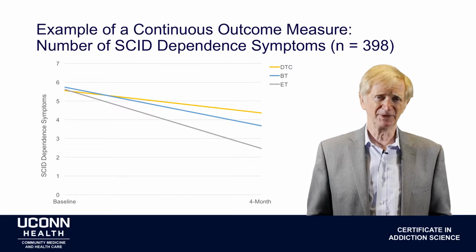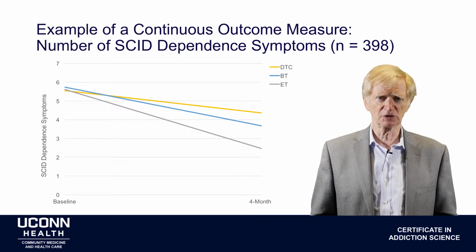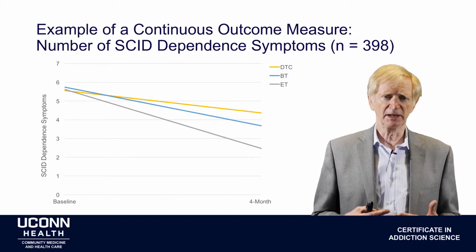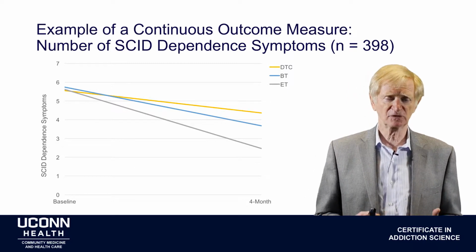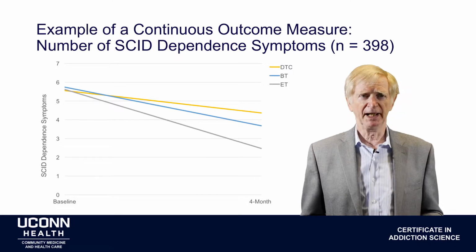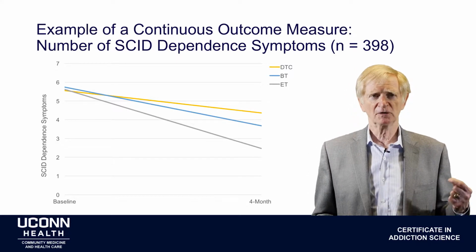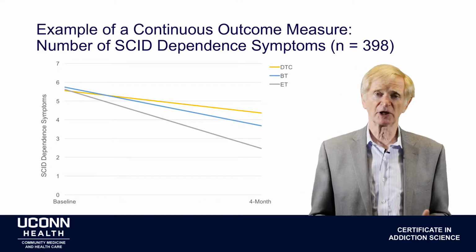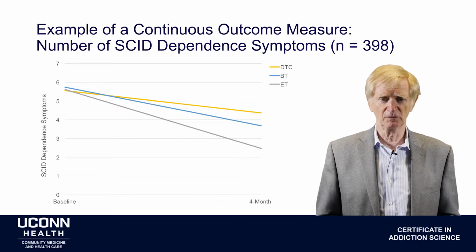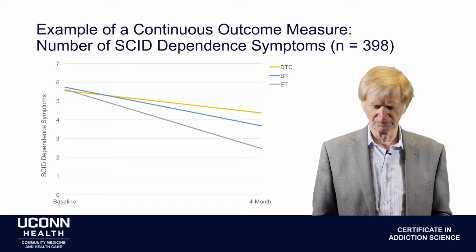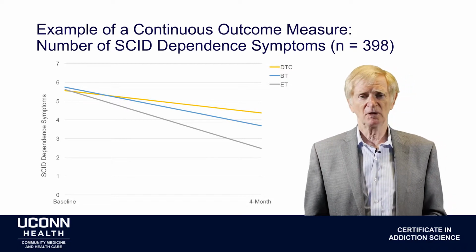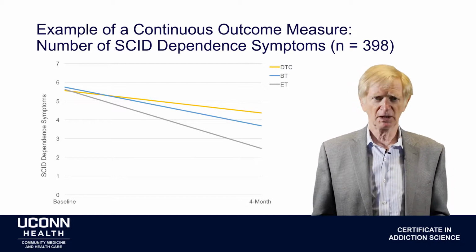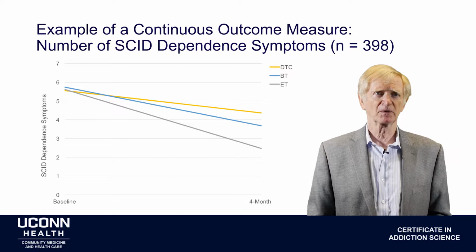And here, dependent symptoms are measured using the diagnostic criteria for a cannabis use disorder. And the more symptoms, the greater the dependence. Here again, you find at 4 months a reduction in the total number of symptoms and in the severity of dependence, which provides another outcome measure that could be useful in demonstrating that one treatment is performing better than another.